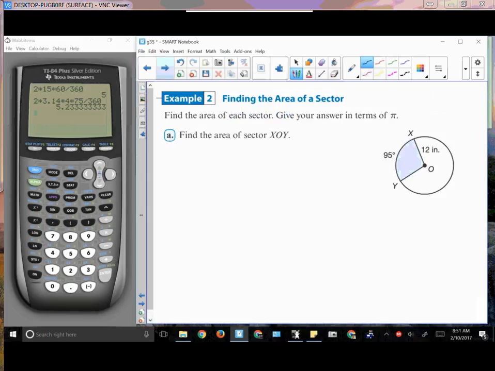So let's try this. We're supposed to give the answer in terms of pi.